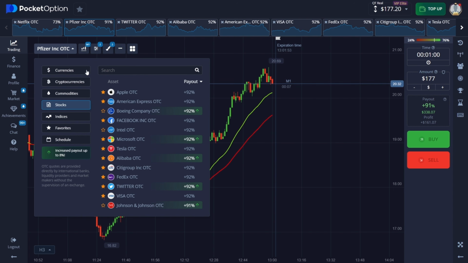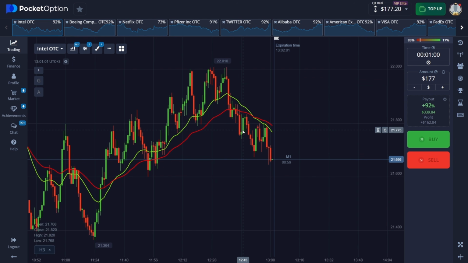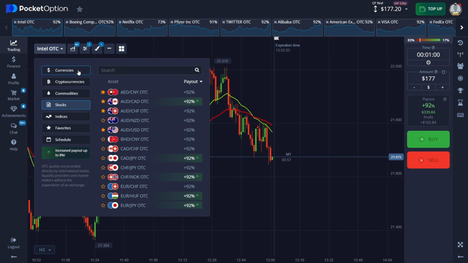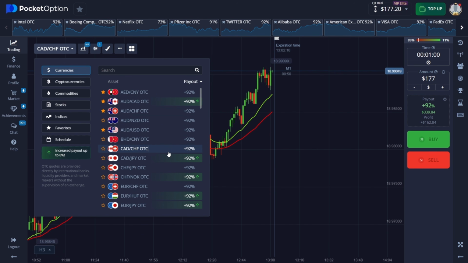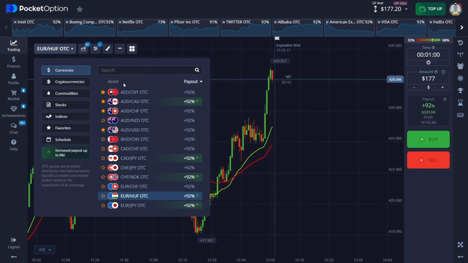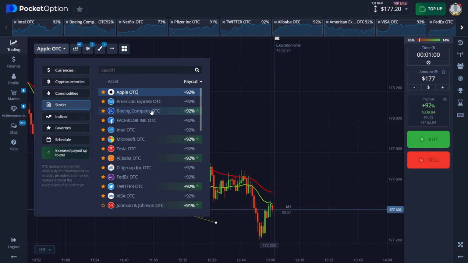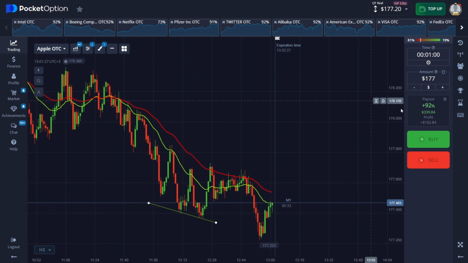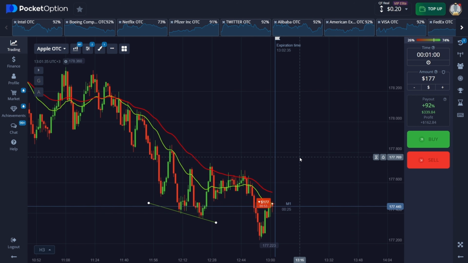Let's add some assets to my favorites. There were no trades available on stocks, so let's check currency pairs. No trades available there either, so let's get back to the stocks. On Apple, there's a trade opportunity. I placed a trade for a downward move on Apple OTC worth $177. We got a good entry, so let's see how it goes.